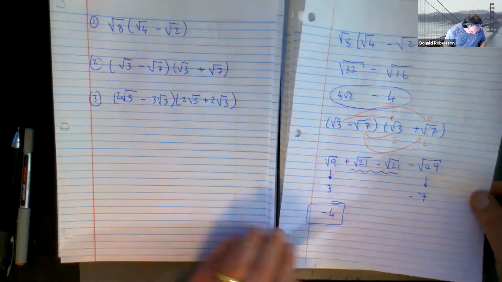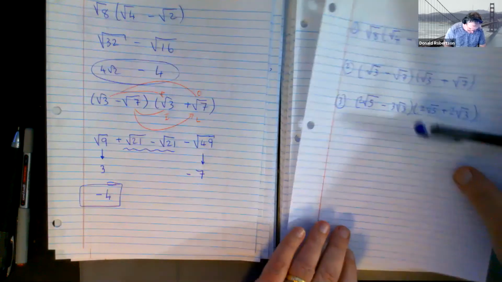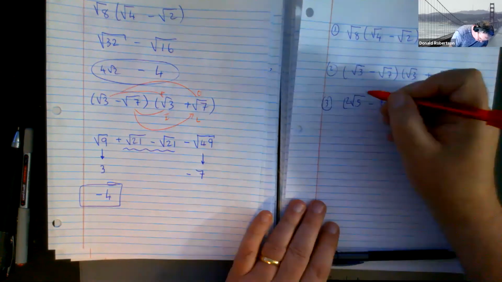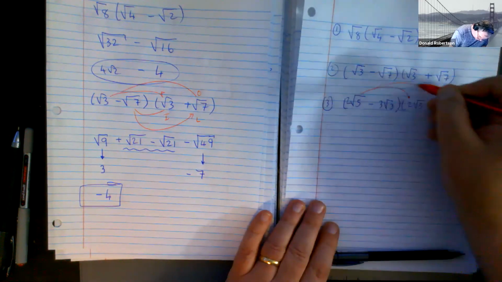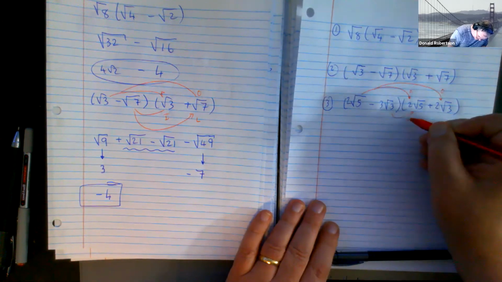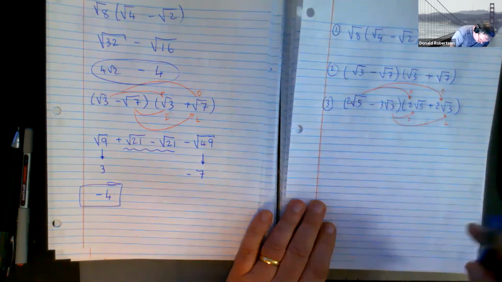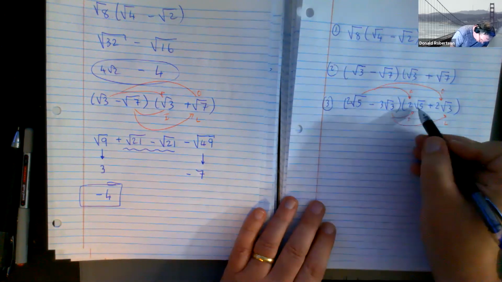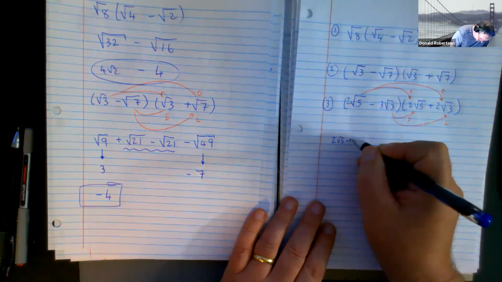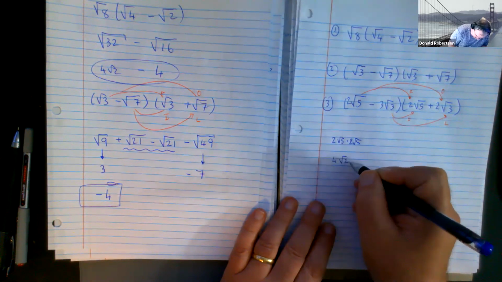And the final one in the list is going to be this guy. So we're going to have a first, an outer, an inner, and a last. I'm going to take this much slower. 2 square root of 5 times 2 square root of 5. That's going to get me 4 square root of 25s.